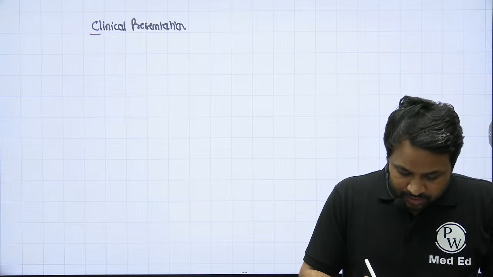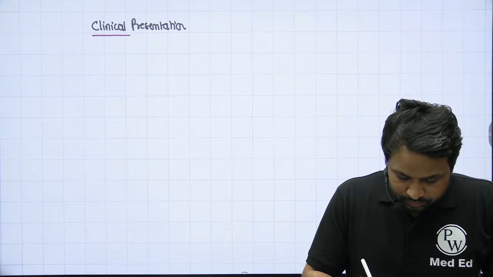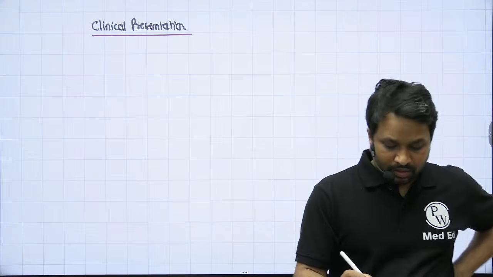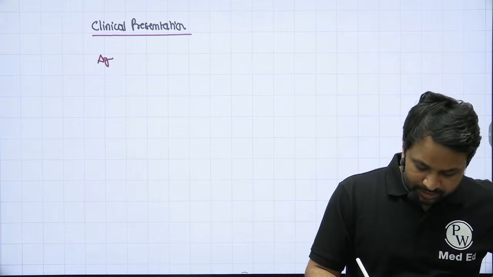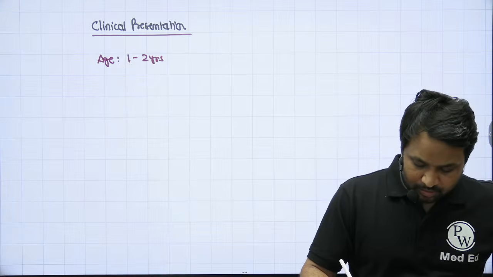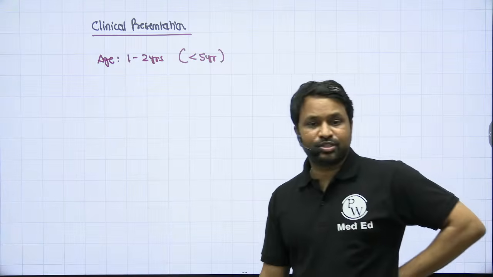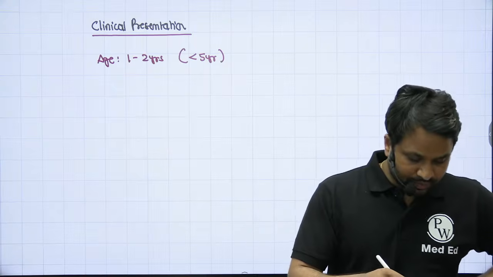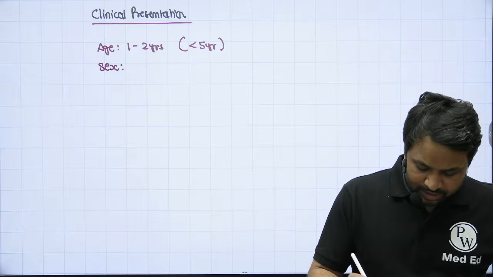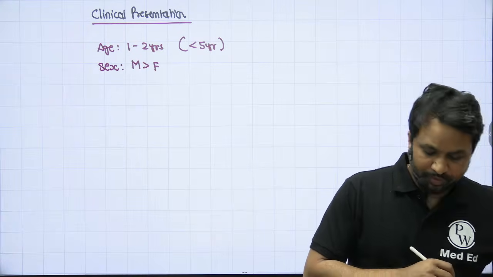So when you have a clinical presentation of the Wilms tumor, the usual age of presentation is going to be 1 to 2 years of age, but almost every baby with Wilms tumor will present to you within the first 5 years of life. Wilms tumor prediction is slightly more common in the male child when compared to the female child.